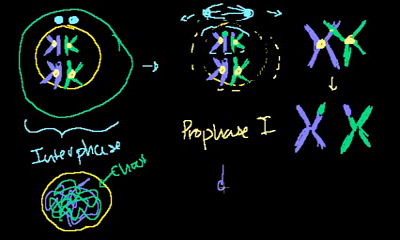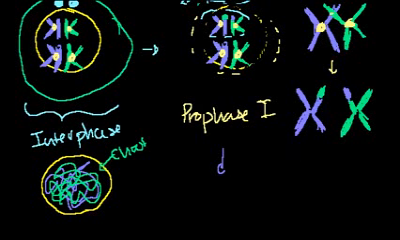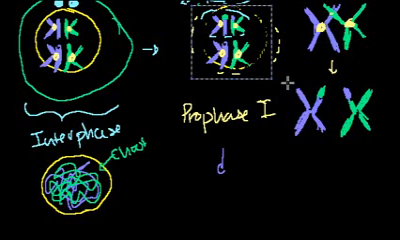So let's go down to metaphase 1. In metaphase 1, let me copy and paste what I've already done. The nuclear envelope is now gone.